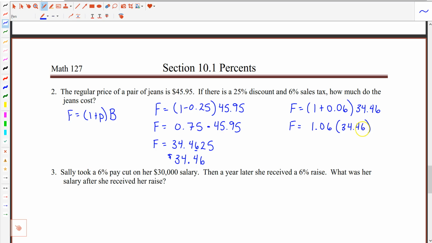Throwing this in your calculator, we end up getting that this would be 36.5276. Since this number is 5 or bigger, I'm going to round that up. So the jeans will ultimately cost you $36.53.